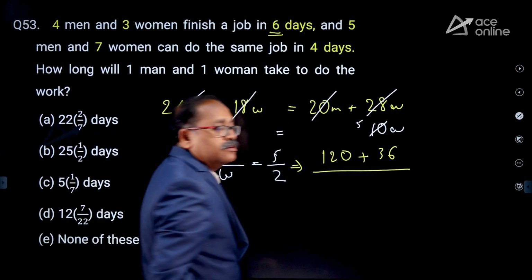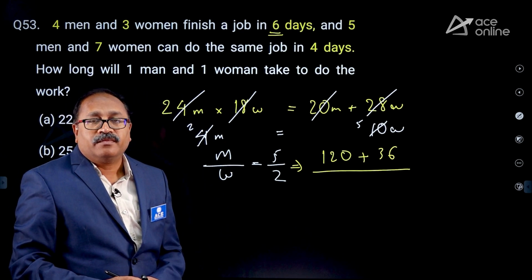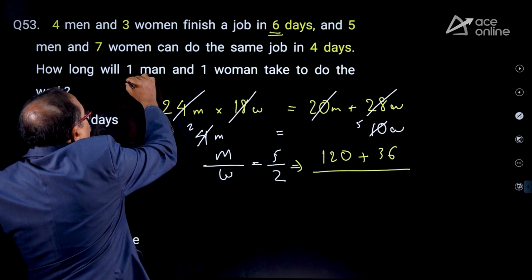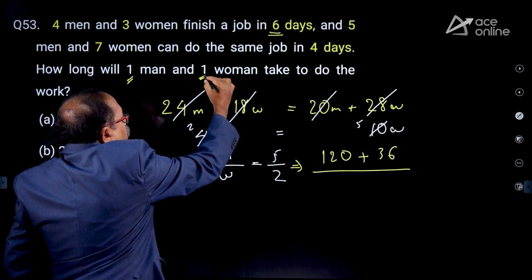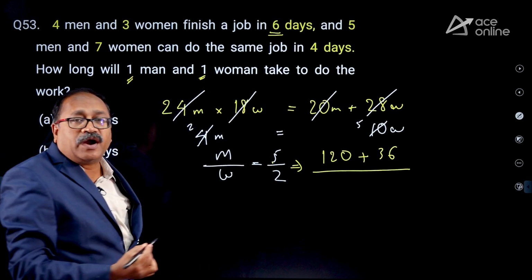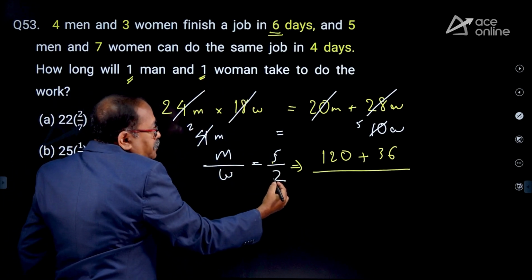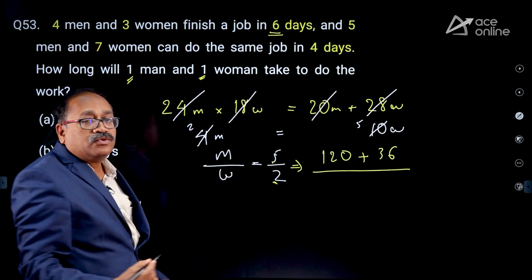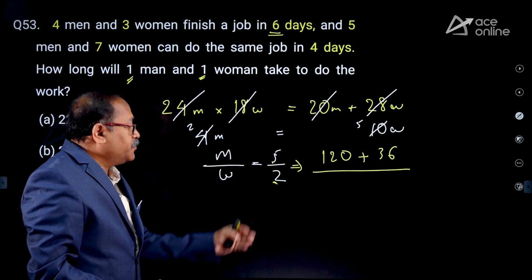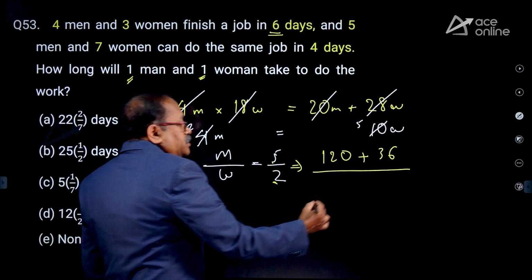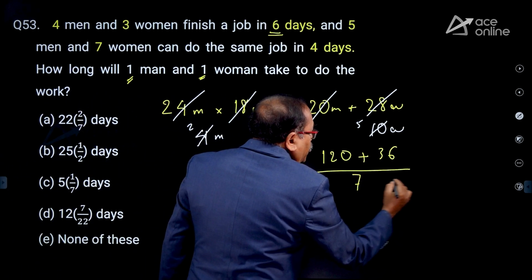This is the work, divided by, what is the efficiency? So in this workforce, there is 1 man and 1 woman. 1 man has an efficiency of 5. So 1 into 5, that's 5. And 1 woman has an efficiency of 2. So 1 into 2, that's 2. Together the efficiency is 5 plus 2, 7. So let's complete that part, divided by 7.